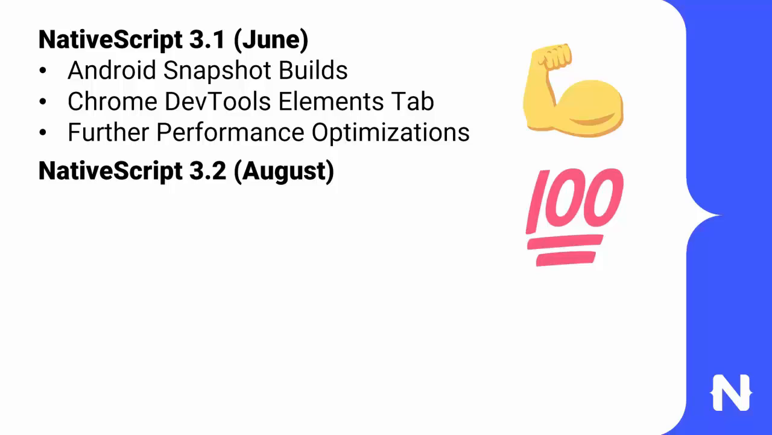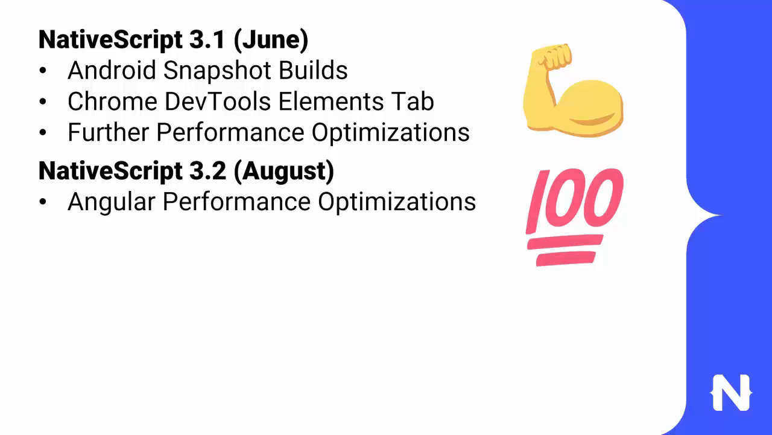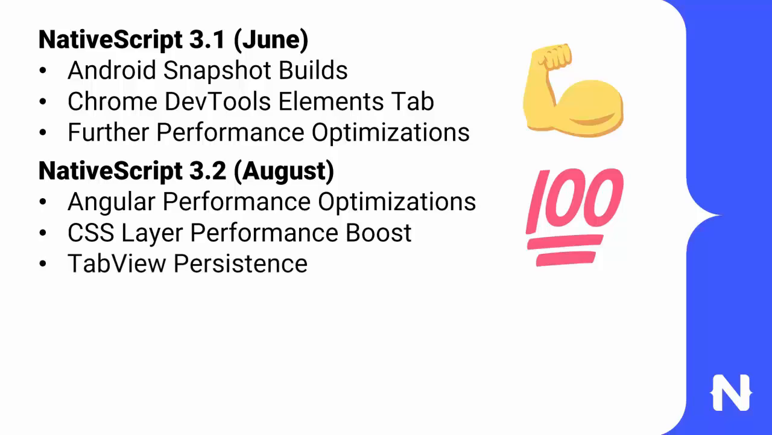Next in August, we're going to continue our performance theme, this time doing a deep dive into Angular performance optimizations. We will also look at the CSS layer and see some significant performance boosts there. Noticing any performance-related themes here? We also plan on tackling a nagging issue for many of you, and that is a tab view with a persistent menu.